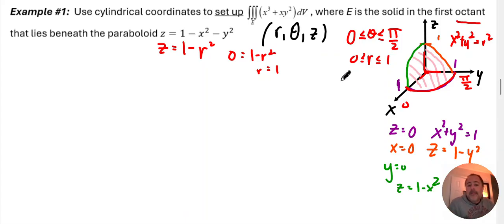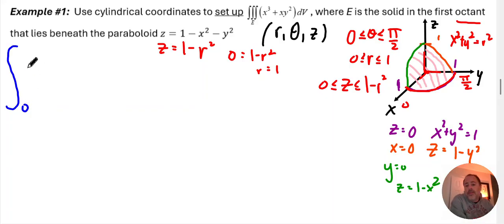And then z is going to be between, well, we can say that the bottom part of the paraboloid, z, is going to be 0, right? Because that's going to be our bottom. And then anywhere on the curve is actually going to be the function of 1 minus r squared. So those are going to be the bounds that we're going to start setting up, right? So we already actually have our bounds.